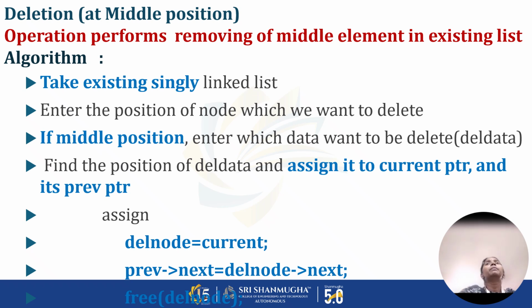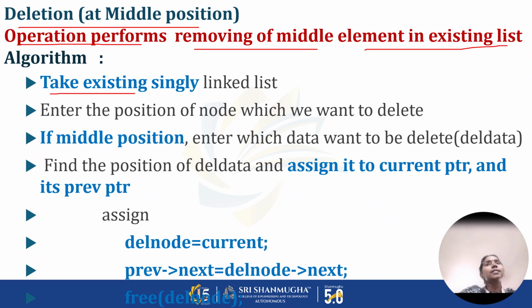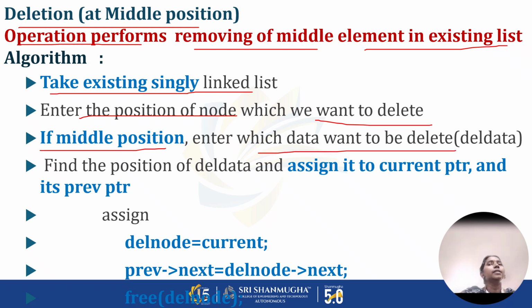And deletion at the middle position is another kind of operation. This operation performs removing of a middle element in the existing list. Algorithm: take the existing singly linked list and enter the position of the node which we want to delete. For the middle position, enter which data is to be deleted, and find the position of the del data and assign it to the current pointer and its previous pointer. Del node is equal to current, previous next is equal to del node's next, then print del node.